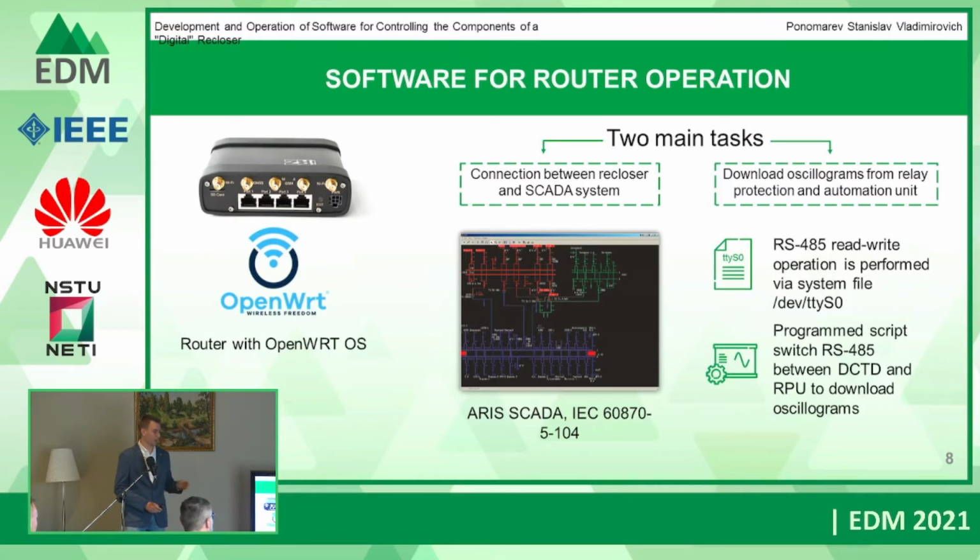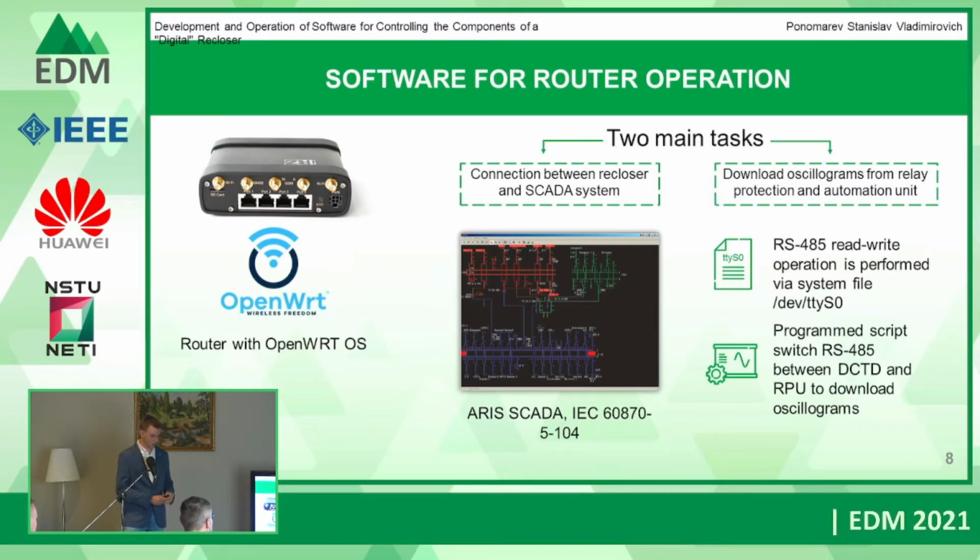But the software in this router is made to switch between sending measurements from a relay protection unit and downloading oscillograms from them. So if the relay protection service wants to download them, the router switches the function of the one RS485 port to make another function.